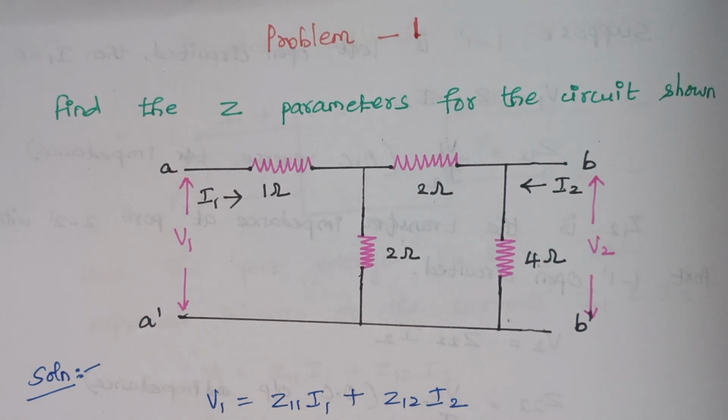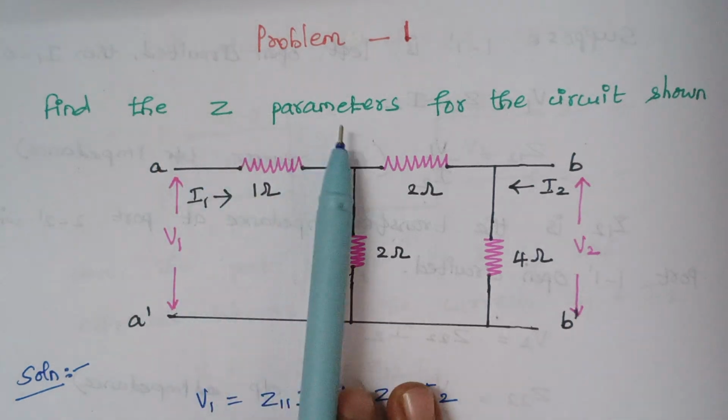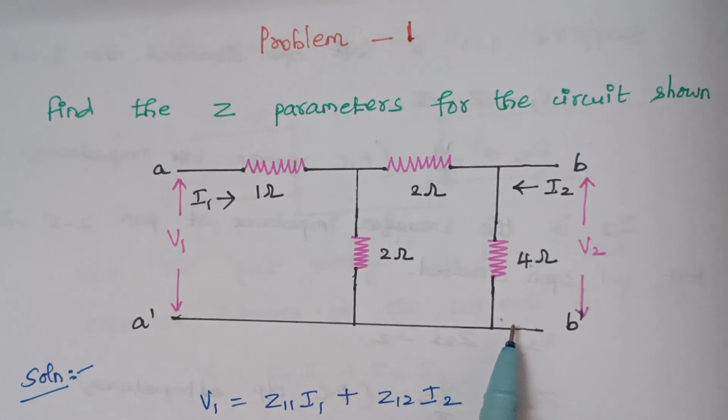Today we are going to solve problem 1 in finding the Z parameters of the circuit. In the previously solved problems, we had used the basic formula V equal to IZ, but here we are going to use the two-port network parameters. So here you see, find the Z parameters for the circuit shown. So this is the given circuit diagram.